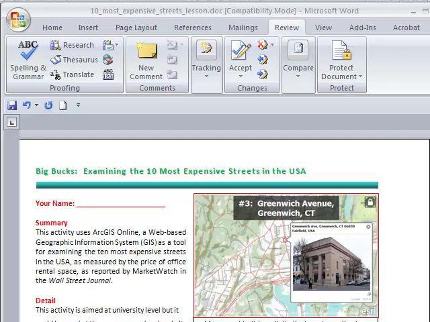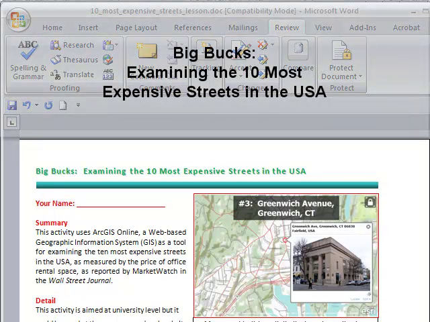Let's dig into this lesson, which I've entitled Big Bucks, examining the 10 most expensive streets in the USA. As I mentioned, this activity uses ArcGIS Online, a web-based Geographic Information System, or GIS, as a tool for examining these 10 most expensive streets in the USA, as measured by the price of office rental space as reported by MarketWatch in the Wall Street Journal.